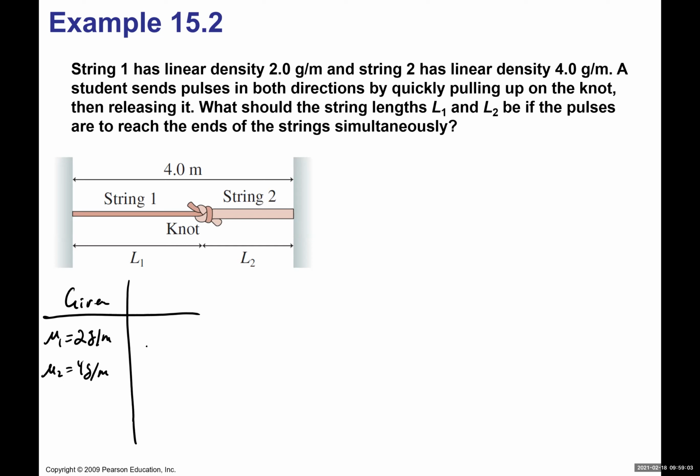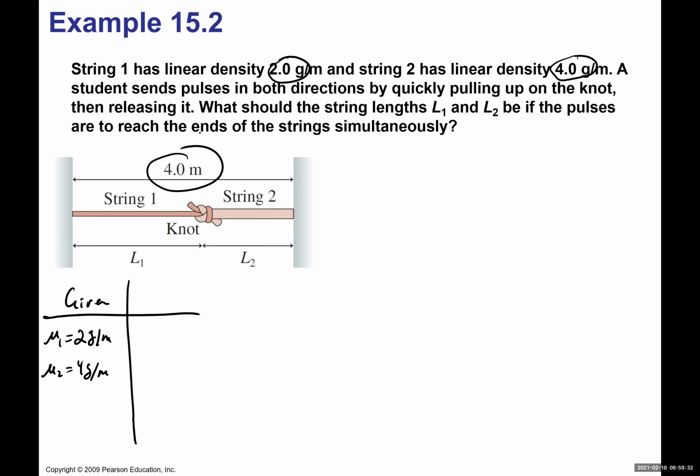And you can see, this one is 2 grams per meter of the length of the string. This one is 4 grams for each meter of the string. That means string 2 is heavier. So even though, when you pull and let go, there's going to be the same tension in both strings, the speed of the wave is going to be different because one is heavier compared to the other one. We're also given that the distance here is 4 meters.